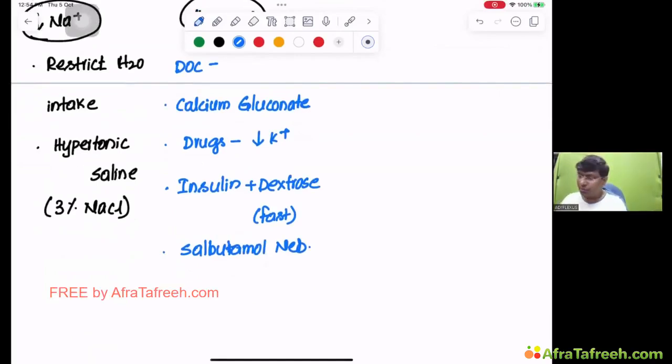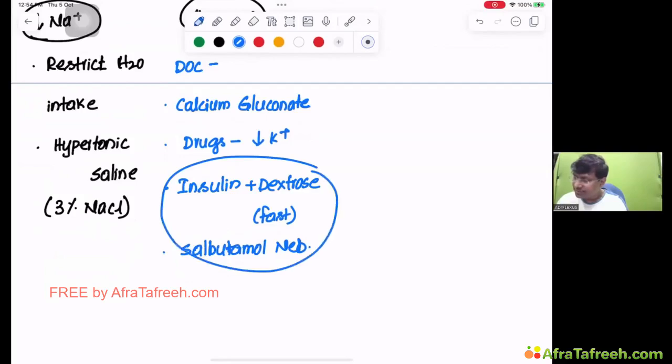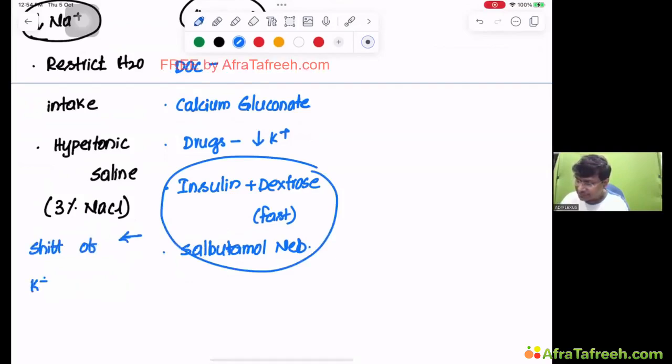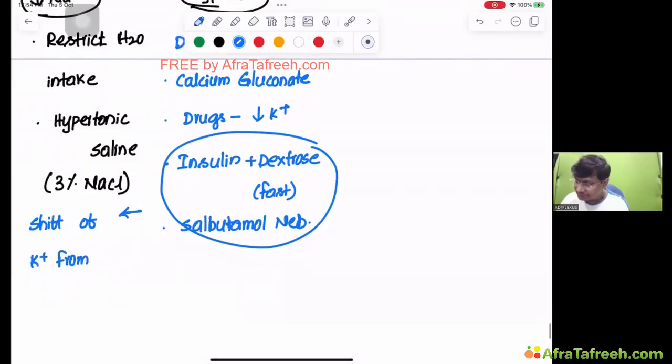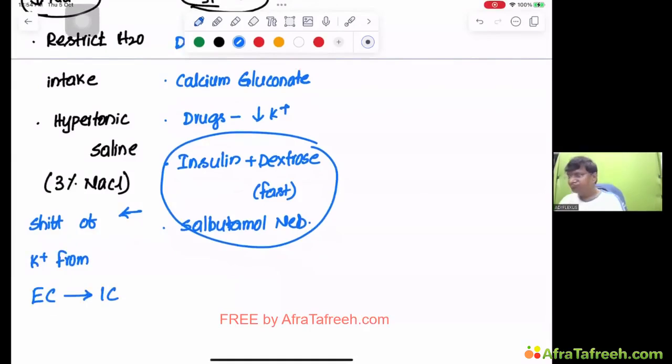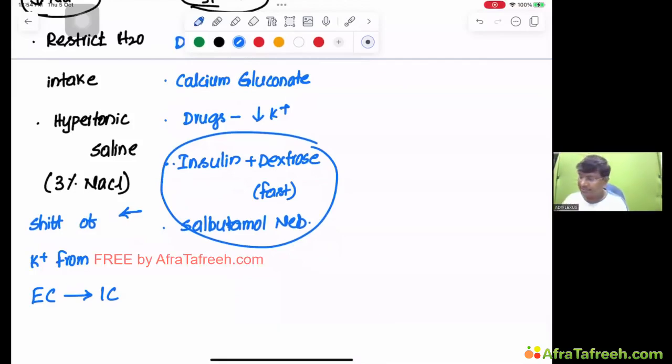So both of these drugs, insulin and salbutamol, how will they reduce the potassium levels? Please remember, both of these drugs will cause the shift of the potassium from the extracellular compartment to the intracellular compartment. That is the way by which the hyperkalemia can be corrected.